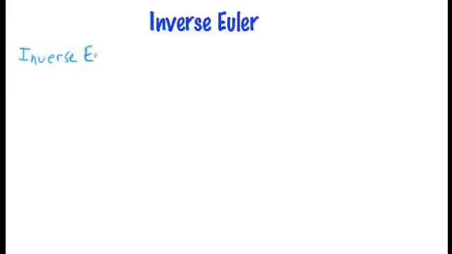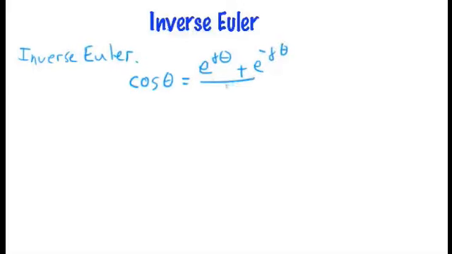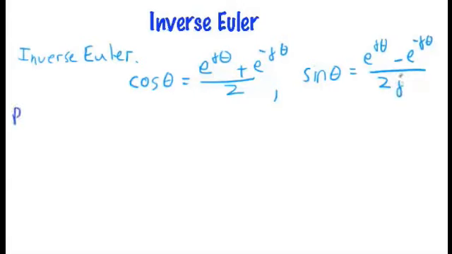Inverse Euler. Well, cosine of theta in terms of complex exponentials is e to the j theta plus e to the minus j theta over 2. Sine of theta is similar. Sine of theta equals e to the j theta, now subtract, minus e to the minus j theta. And we don't divide by 2, we divide by 2j. The proof is rather easy.